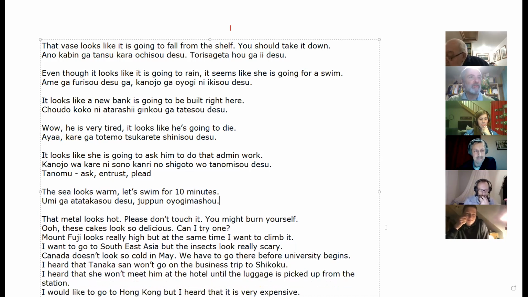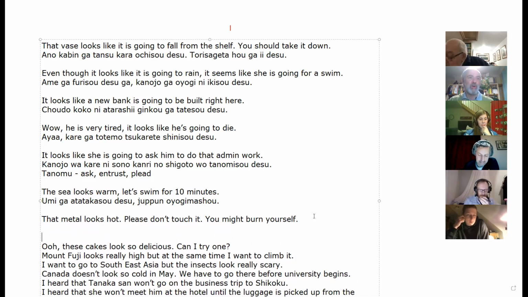Cool, good. Roger, that metal looks hot. Please don't touch it. You might burn yourself. Roger, I'm not sure if you're talking because you're muted and your mouth is below the camera level, and you've got a big beard as well. Big beard, yeah. Sono. Good.